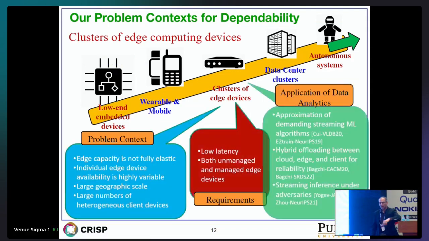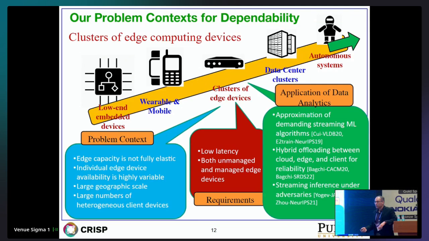Moving up in the software stack, if you look at clusters of edge devices, somewhere between your mobile wearables and the data center, this has been a fairly growing area of research and commercial activity in developing edge-based systems. The problem context here is that edge capacity is not fully elastic, unlike in data centers. What does that mean? That means, let's say your demand on your edge system becomes 2x. You cannot suddenly spawn 2x the number of VMs on these edge systems. There just does not exist that level of elasticity.